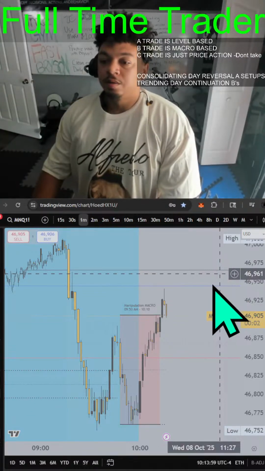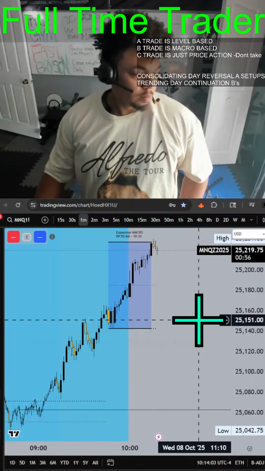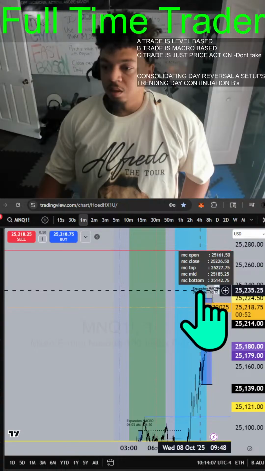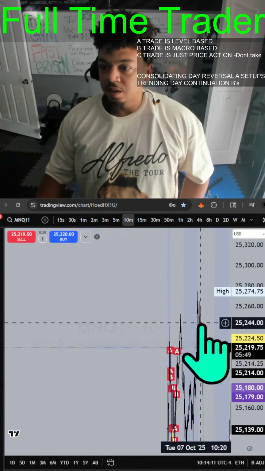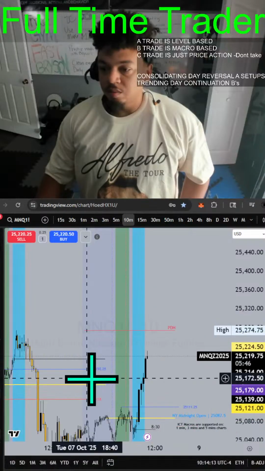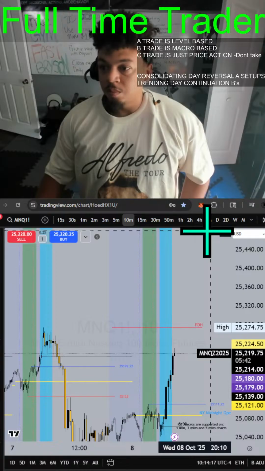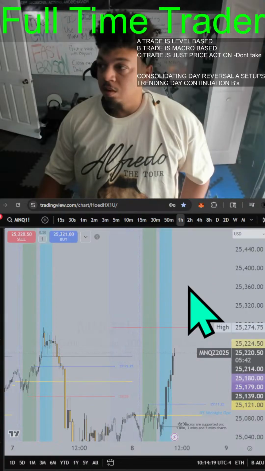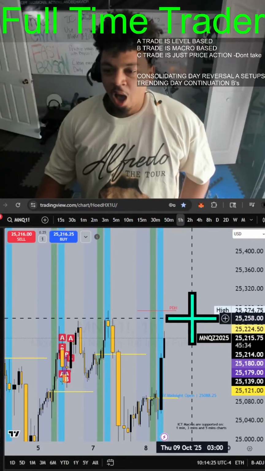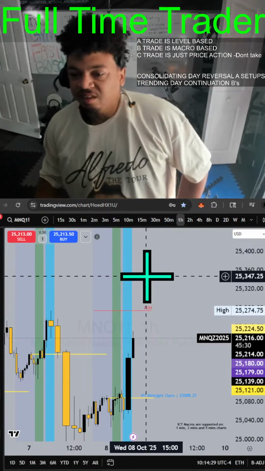MNQ right here. Sorry. Okay, yeah. So we're kind of rejecting. We didn't hit the previous day's high, but we hit the 10 minute. We hit some important candles on the 1 hour. May not even matter, but so let's see.